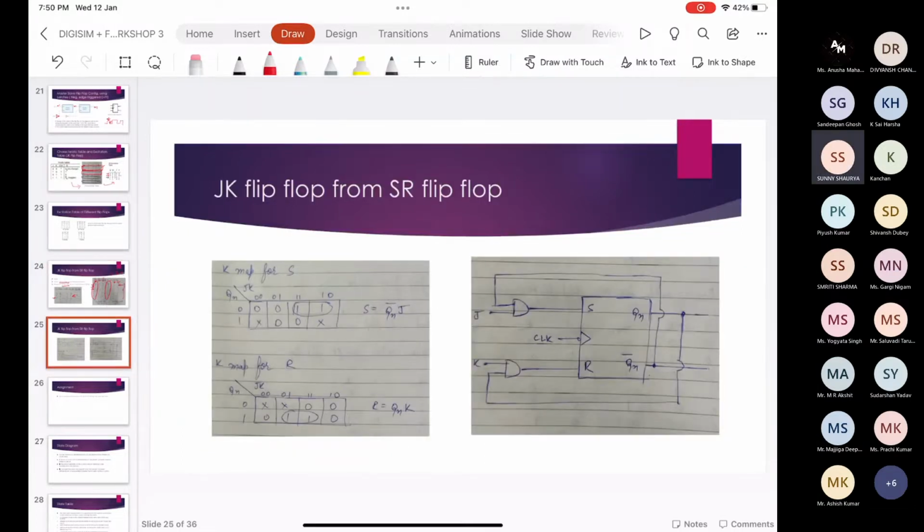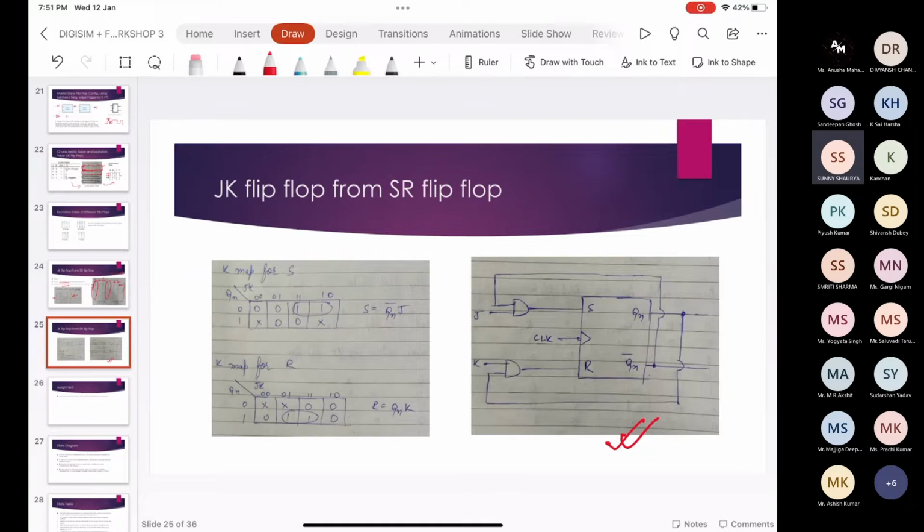Here it is done the same. As you can see, S comes out to be Qn complement J, and R comes out to be Qn K. So this is the figure of the implementation of the JK flip-flop from the SR flip-flop.